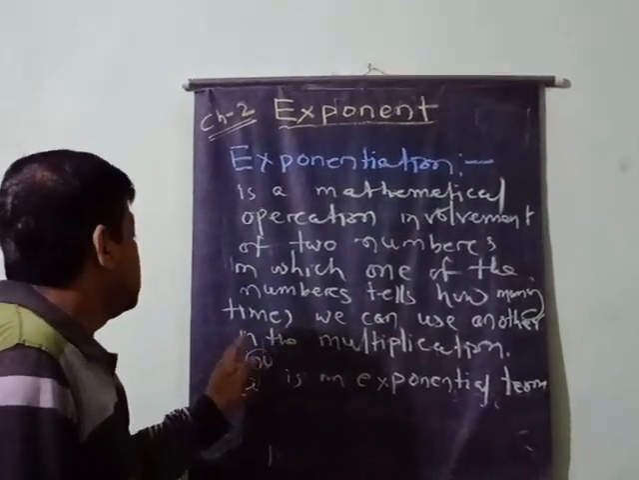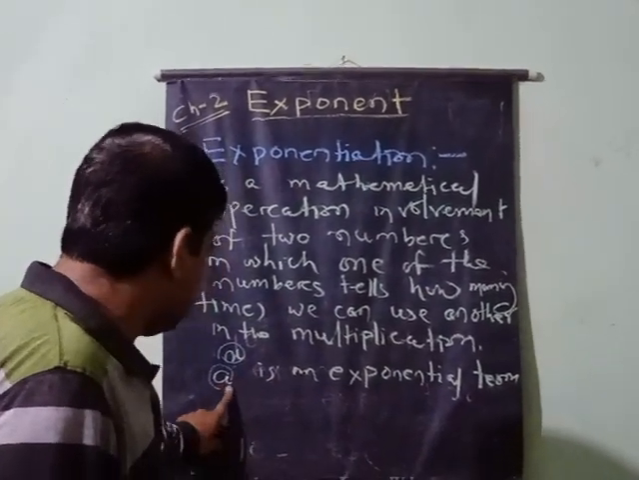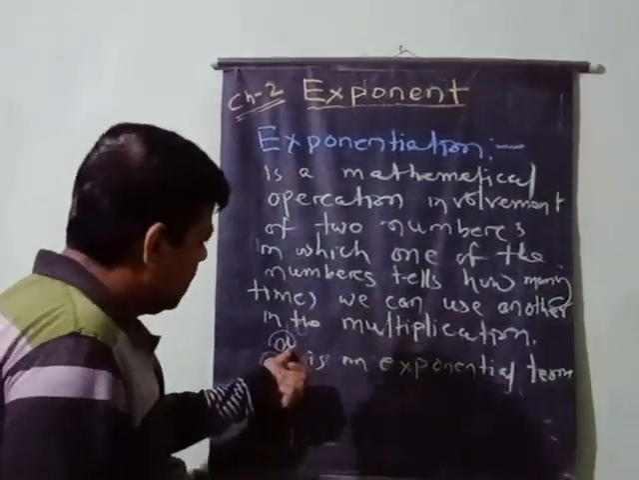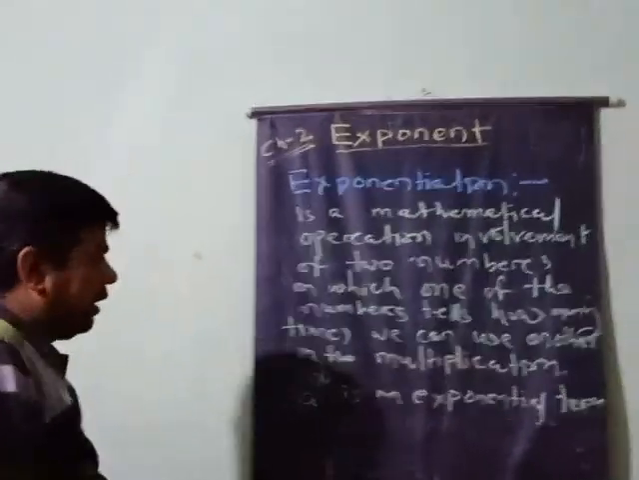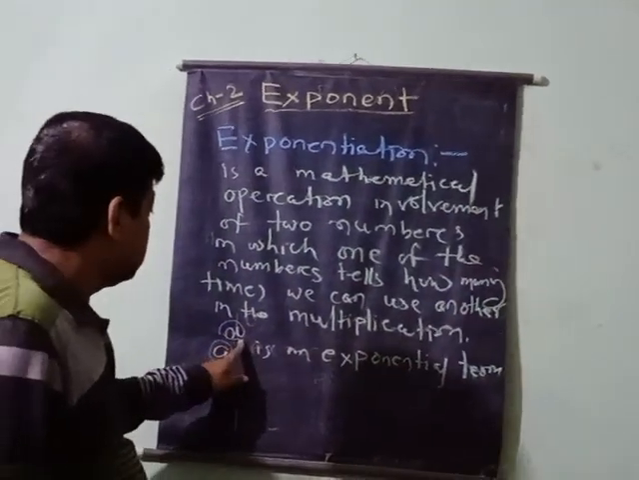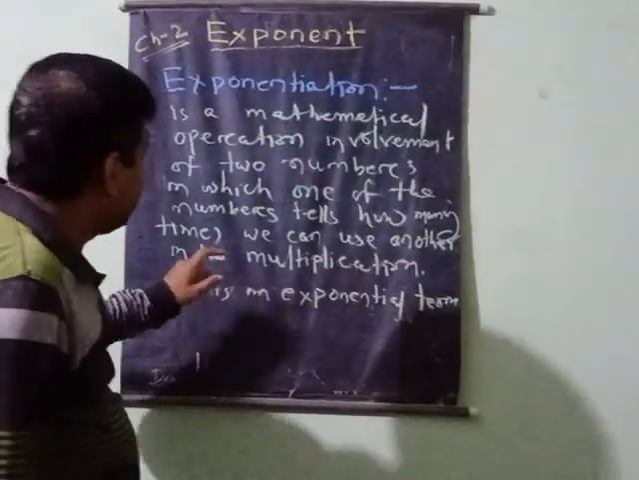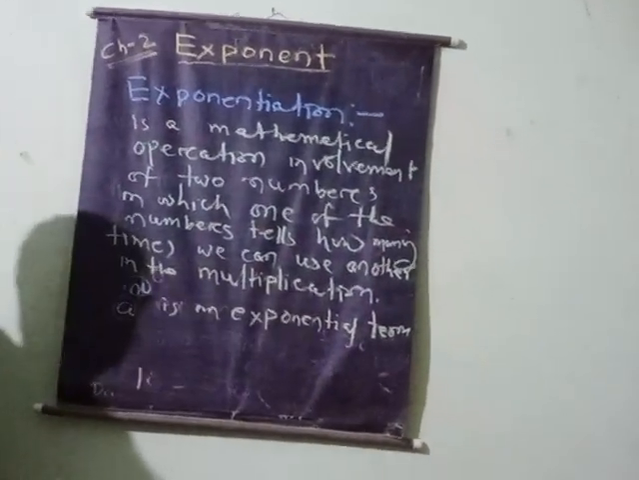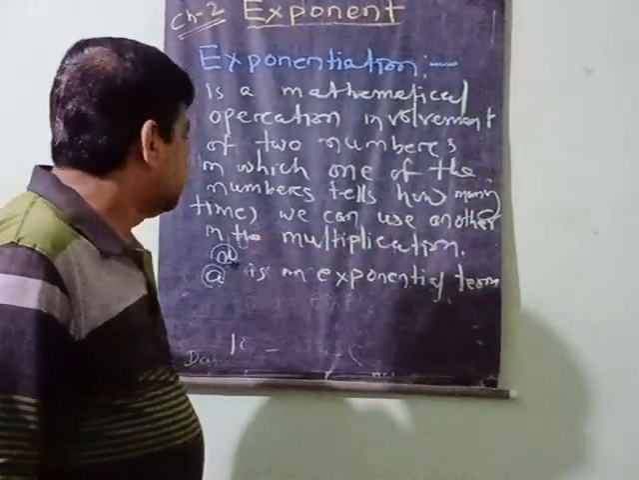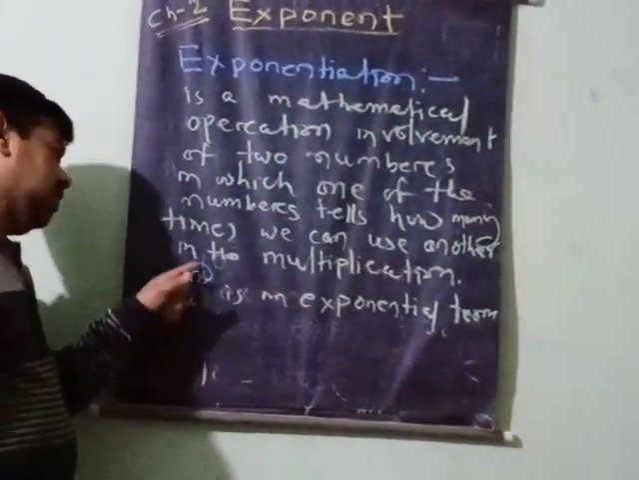Okay, in these cases the variable x tells how many times we can use the other variable a in the multiplication. Understand? So what is exponent? The exponent is a variable. We can get the definition of exponent also. Exponent is a variable or symbolic notation which tells how many times we can multiply a given number a in the multiplication.